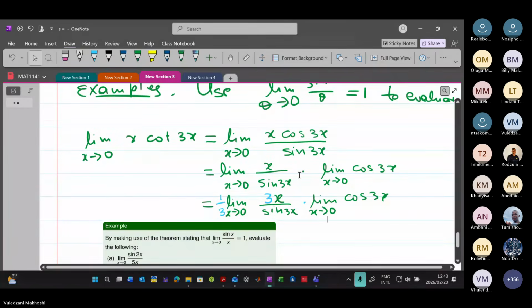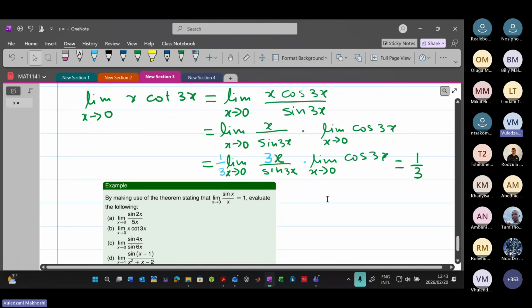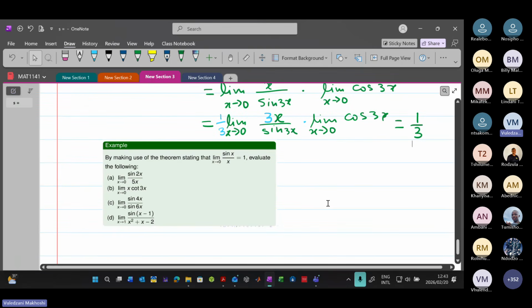And once we have this being equal to that, we know that this limit is equal to 1. So we just have 1/3 multiplied by the cosine of 0, which is 1. So it's 1/3 times 1, which is going to give us 1/3. And of course, it's easy to see the answer, but this is what we want you to do, the thinking.